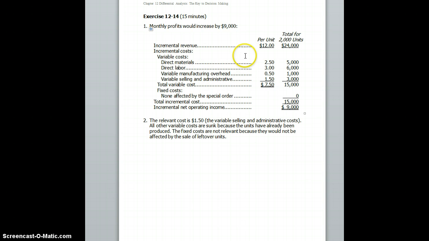When we look here, we have direct materials are $2.50 a unit, direct labor $3 a unit, variable manufacturing overhead 50 cents a unit, variable selling and administrative expense $1.50 per unit. When we multiply that by 2,000 units, we get the respective total cost of $5,000 for materials, $6,000 for labor, $1,000 for variable overhead, $3,000 for variable selling and administrative.